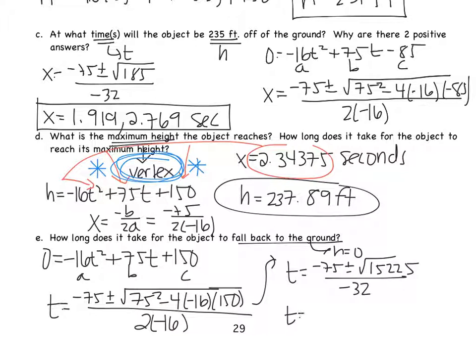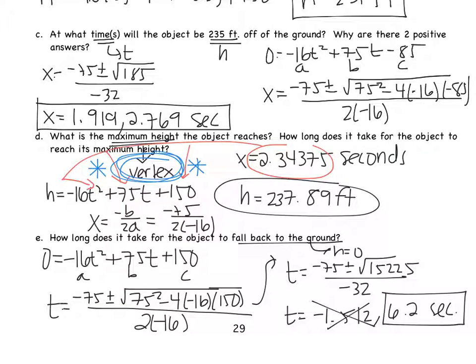And then remember, the quadratic formula is always going to give you two answers, the negative 75 plus and the negative 75 minus. So if I do the addition first, I get negative 1.512. And then I do it again, except this time I do negative 75 minus, and I divide it by negative 32. And this time I get about 6.2 seconds. Okay, now a negative answer doesn't make sense. We're talking time here. So after 6.2 seconds, we say the object has fallen back to the ground.